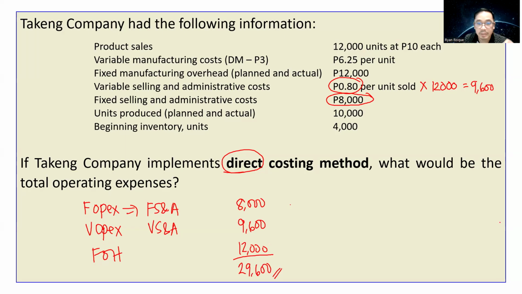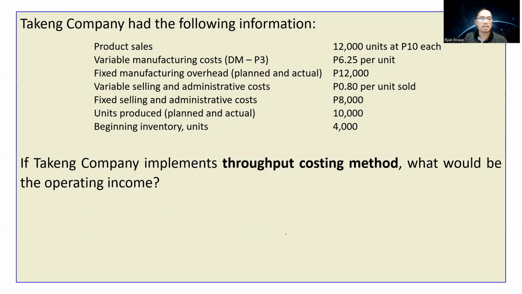All right. So now let's move to the next item. So the answer is 29,600. This time we are asked for the operating income under the throughput costing method. So same given. So we just have to get your sales or revenue. How much is that? That's 12,000 times 10 pesos per unit. So that would be 120,000.